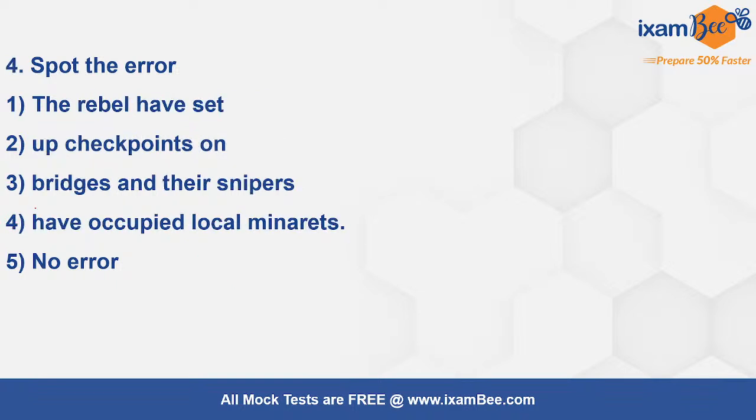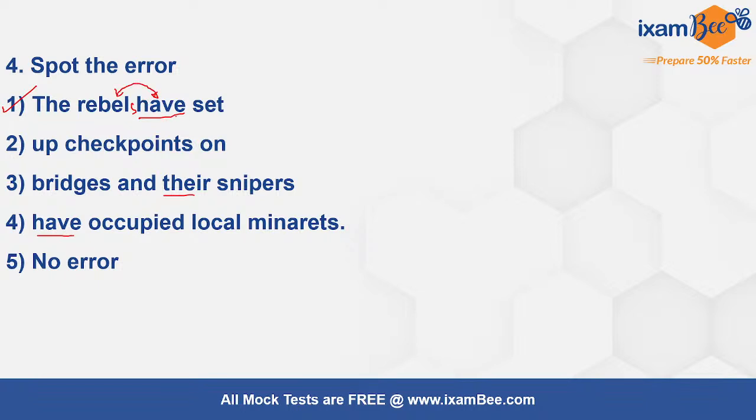All right, now moving ahead, it says the rebel have set up checkpoints on bridges and their snipers have occupied local minarets. Now, when we read this, we know that we're talking about plural things, right? Because it has been mentioned in 3 also, there in 4 it has been mentioned have, here also it has been mentioned have, but it should be rebels. So it should be the plural form, all right? So the correct answer here should be option 1, the rebels have. Again, this is the rule of subject verb agreement.